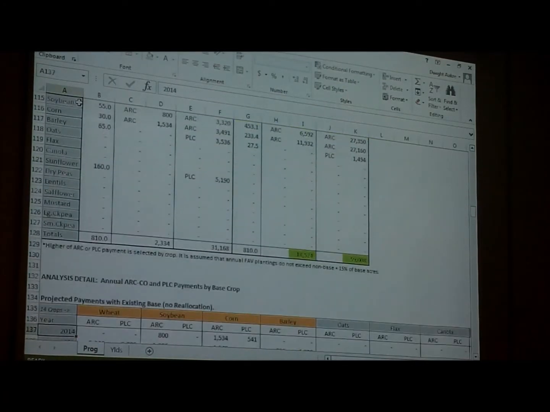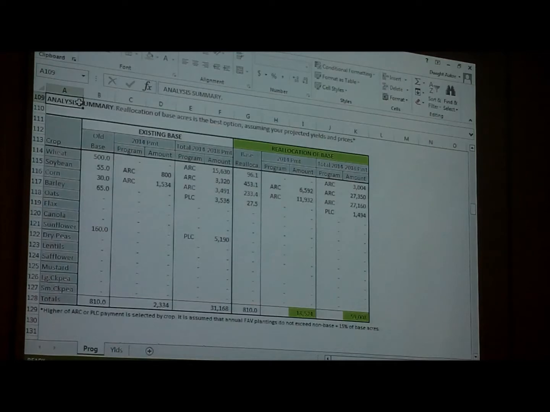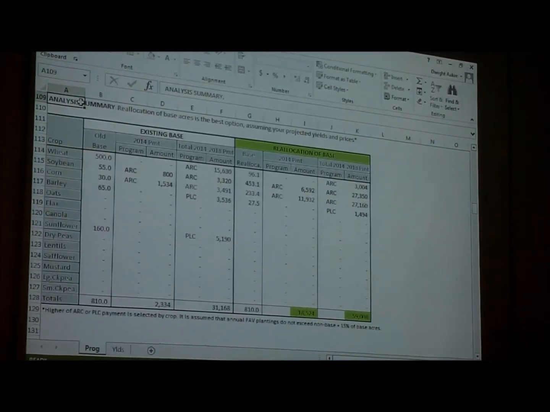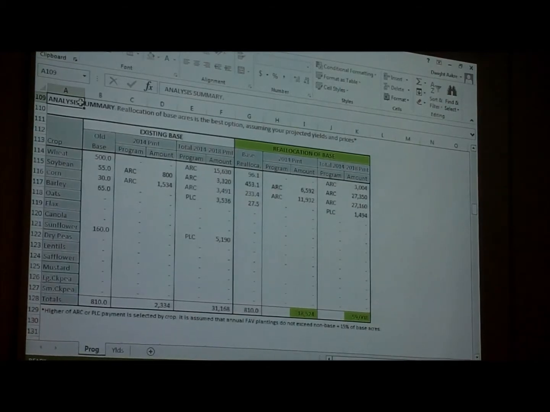Now let's take a look at the results. This is the summary table. It brings it all together. It looks at the results if you stayed with existing base, or if you went with reallocation of base. So the table is split right here. And the one that is green is highlighted as the better of the two, obviously. And the bottom line is the most payments.